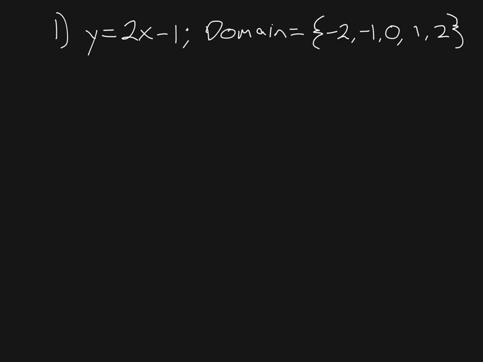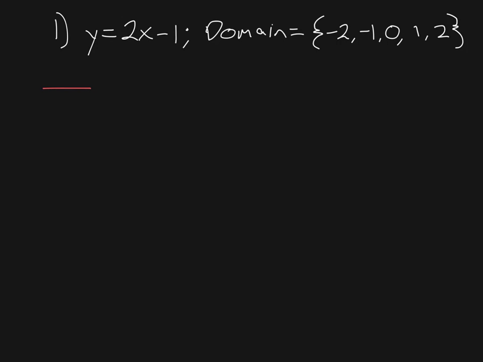y equals 2x minus 1. In this case, x is the input, y is the output, because whatever x is going to determine what y is. Now, the domain we're going to use is -2, -1, 0, 1, and 2. These are the input values. Remember, domain means the input. So we're going to put these into x and use that to find our outputs, or our range. So that's the first step we're going to do before we graph it.